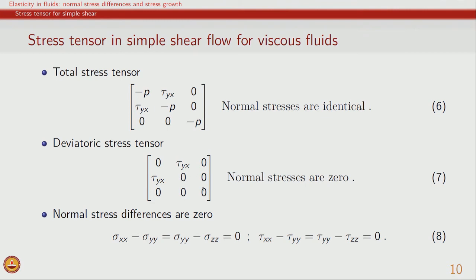Similarly, tau yy minus tau zz, or sigma yy minus sigma zz, both of them are 0. Since there are 3 normal stresses, we could construct 2 normal stress differences which are independent, and therefore, what is listed here is that both of these normal stress differences are 0.